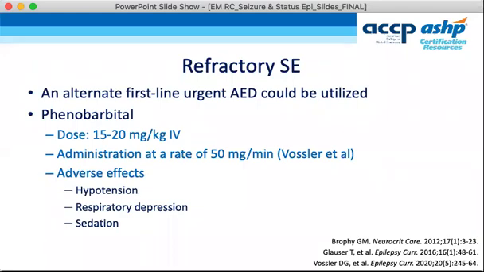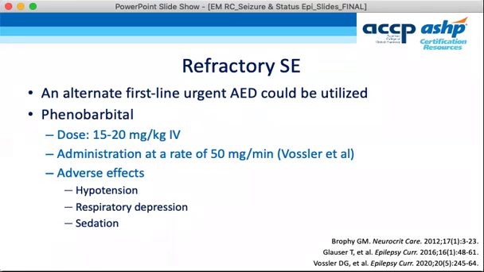Okay. And now we want to get another urgent therapy on board. Remember in ESET, efficacy was less than 50%. So you should be prepared after we give our first urgent antiepileptic and should already be deciding what your backup option should be. So what can you use? Well, you can use an alternative first-line urgent antiepileptic. So if we gave levetiracetam first, let's give phenytoin, fosphenytoin, or valproic acid.